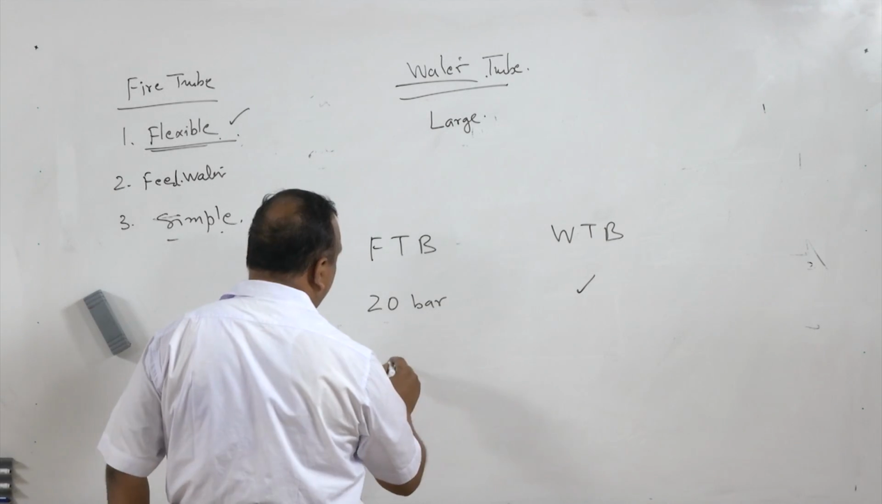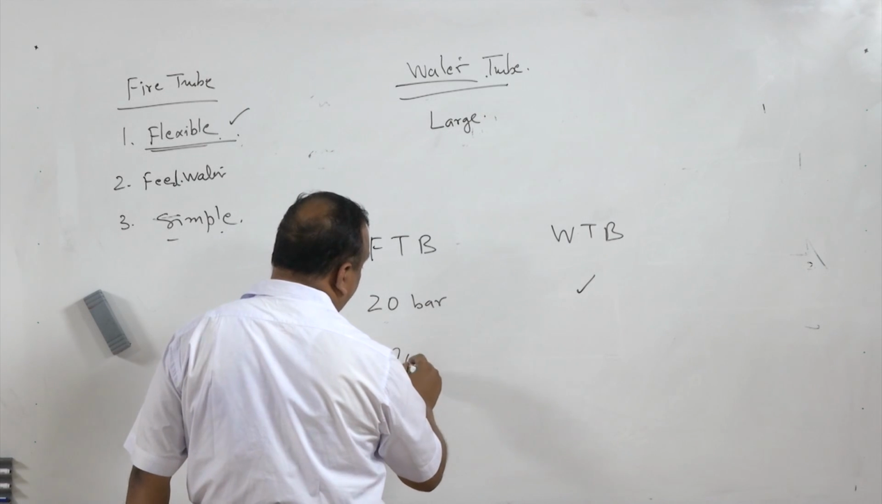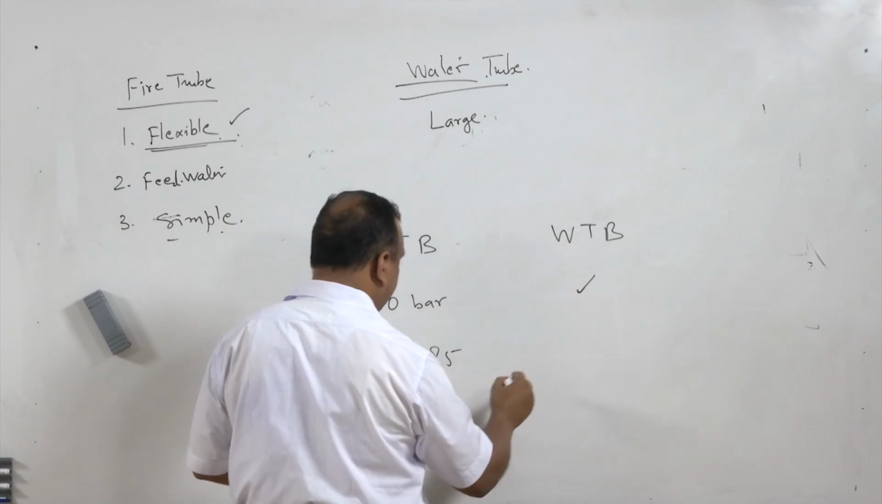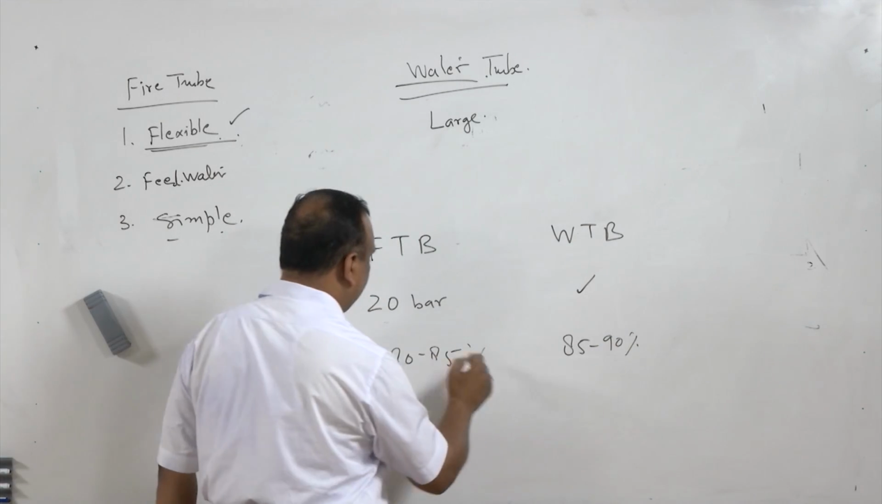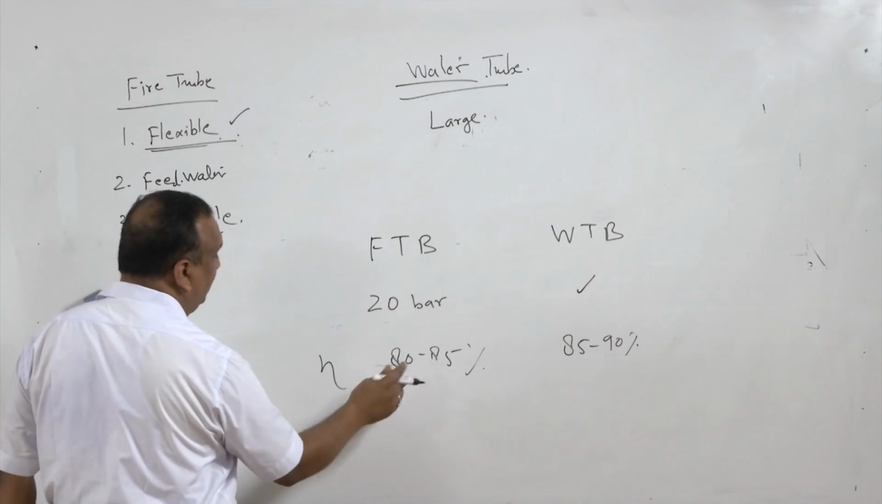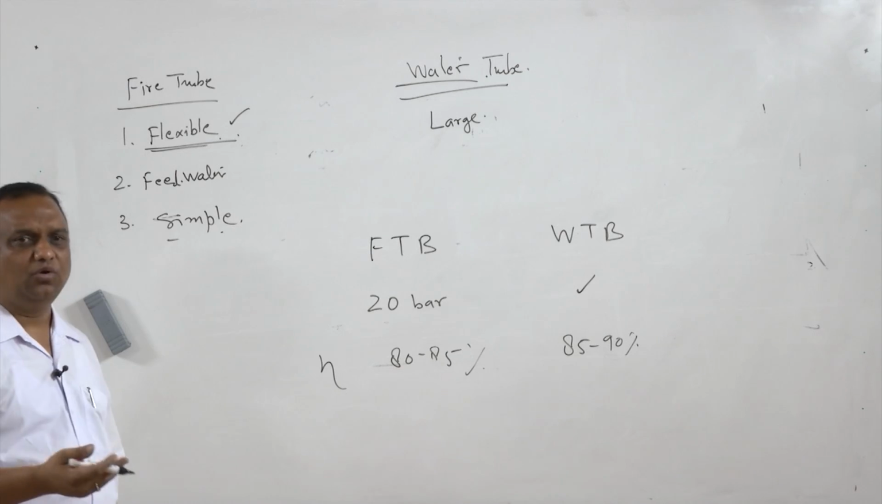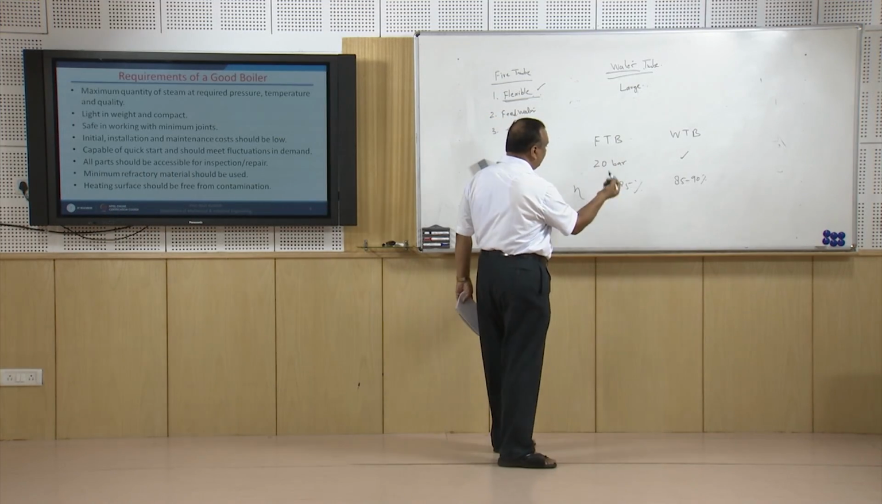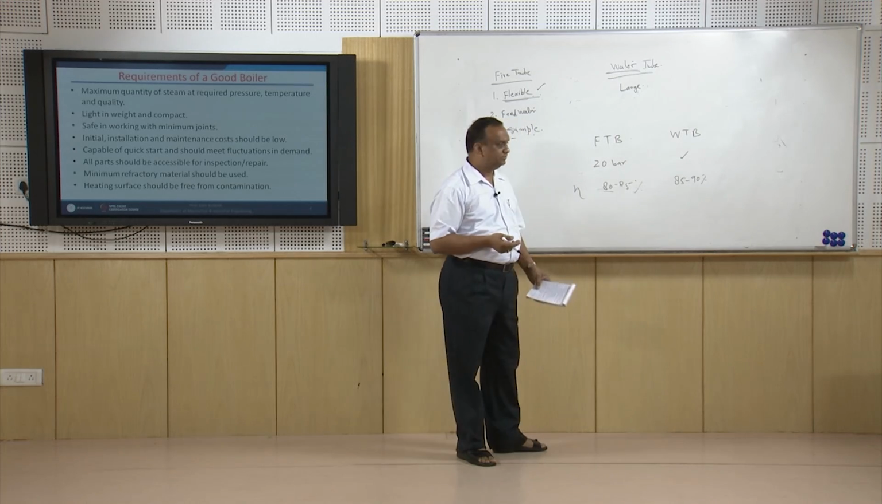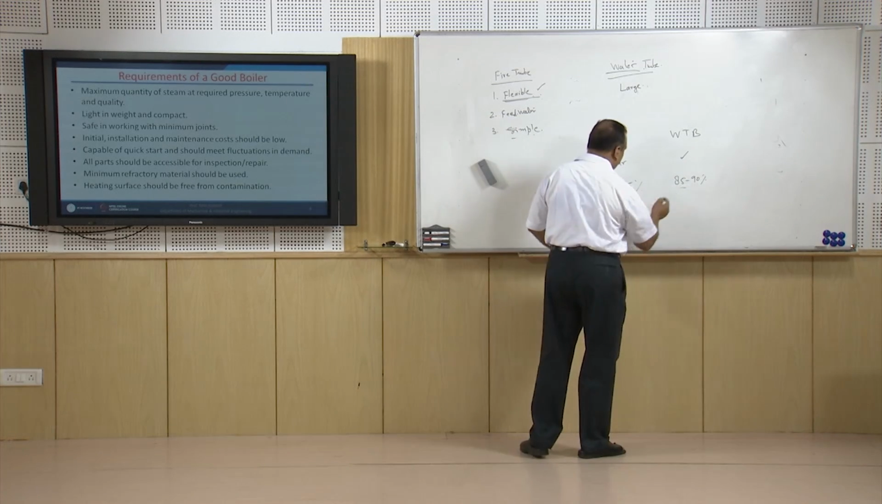Efficiency of this is 80-85, it is slightly more, 85 to 90%, and in some of the fire tube boilers it is 70%. If you look at the efficiency of the old fire tube boiler, it is 65 or 70%. So efficiency is also high for a water tube boiler.